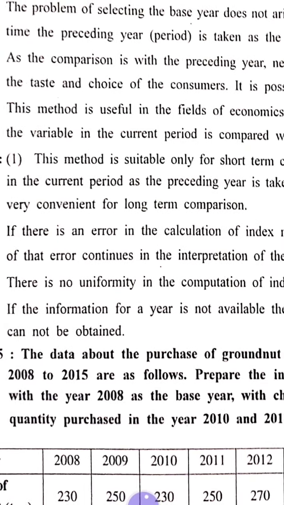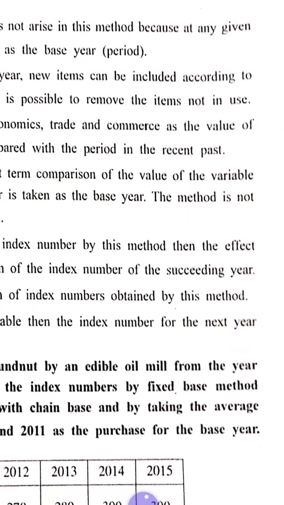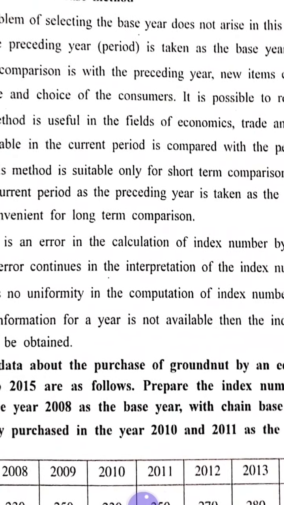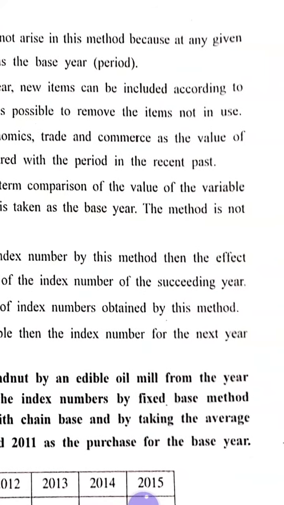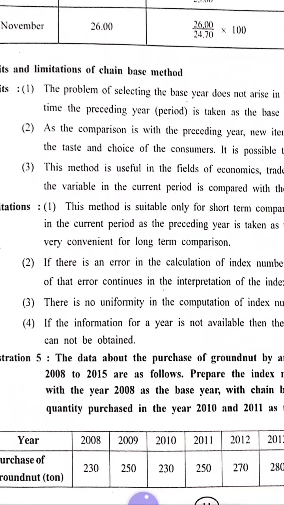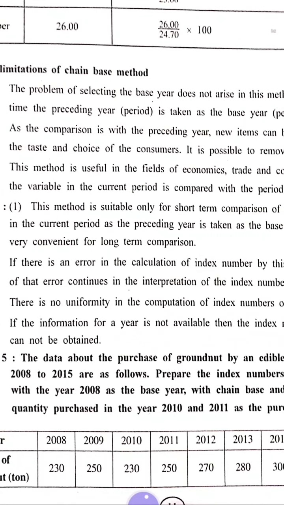See, if there is an error in the calculation of the index number by this method, then the effect of that error continues in the interpretation of the index number of the succeeding year. Yes, children. Now see, suppose while doing the calculation of index number, you have made some error somewhere, or any of the prices has been given with some error, right? So what happens is that as you are taking the prices of the previous year also, with the passage of the years, you would find that the error always continues.